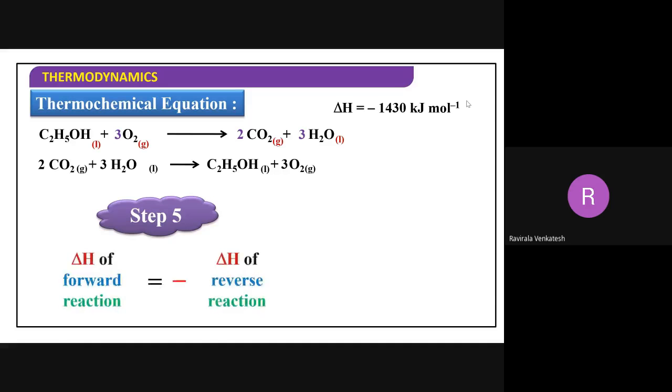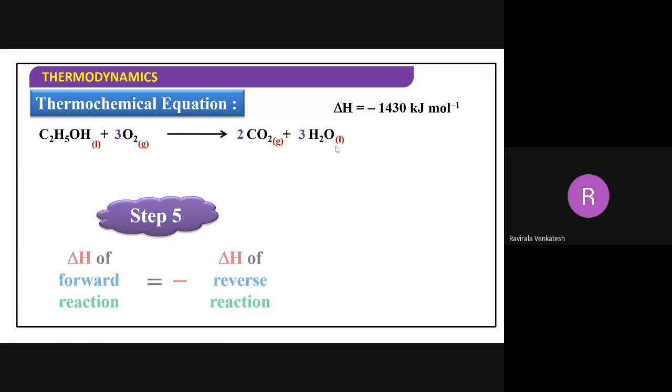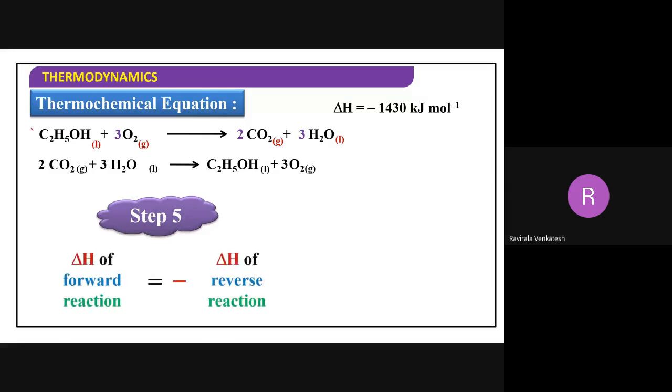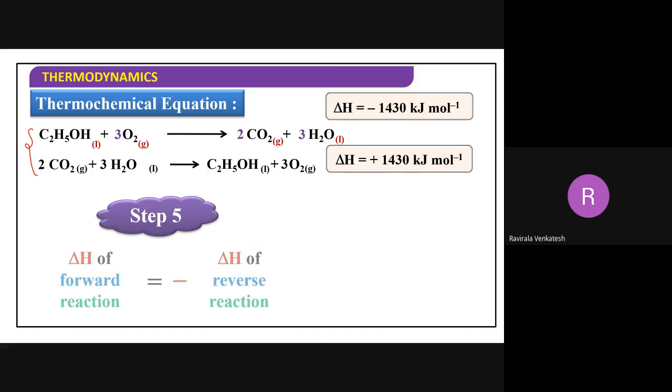Delta H of forward reaction and reverse reaction, I will explain. What difference are you observing in these two reactions? The reaction is reversed. When a reaction is reversed, the delta H value also will be reversed. If this reaction is exothermic, this will become an endothermic reaction. If it is exothermic, this will become endothermic.